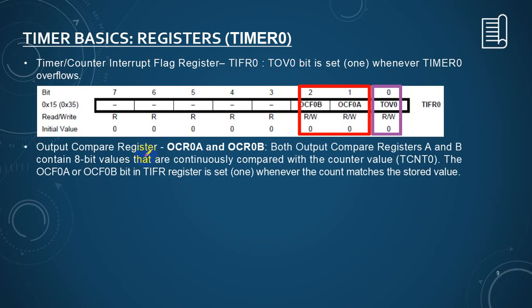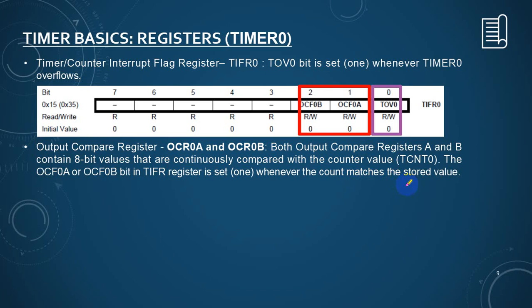Output compare registers OCR0A and OCR0B. Both output compare registers A and B contain 8-bit values that are continuously compared with the counter value. The OCF0A and OCF0B bits in the TIFR register are set to 1 whenever the count matches the stored value.